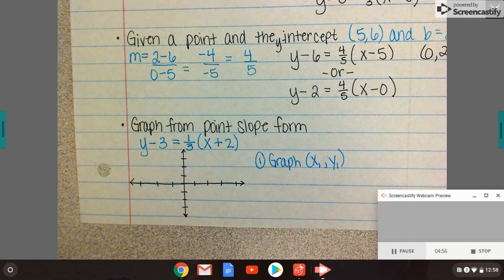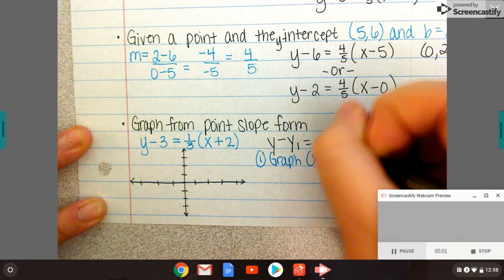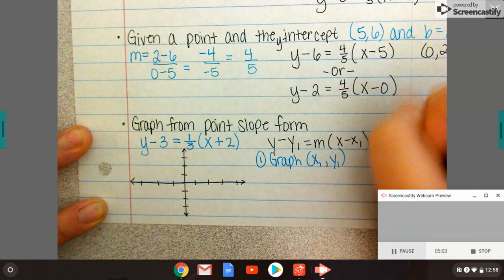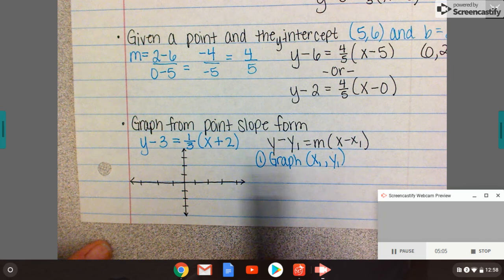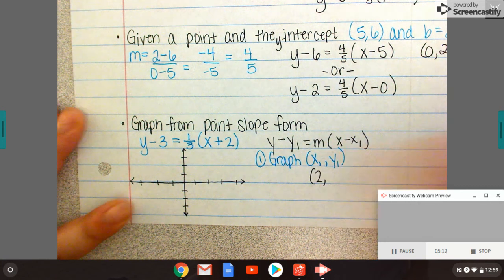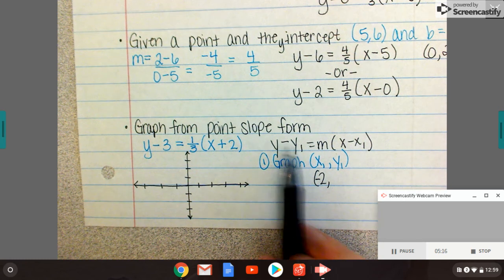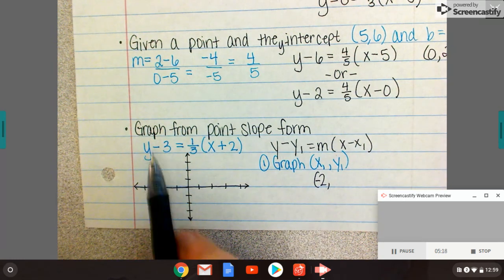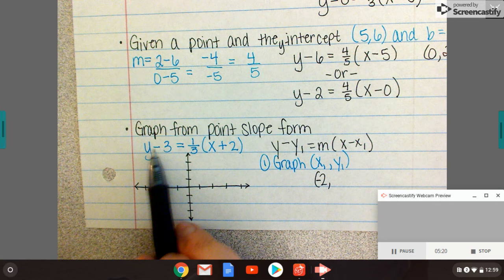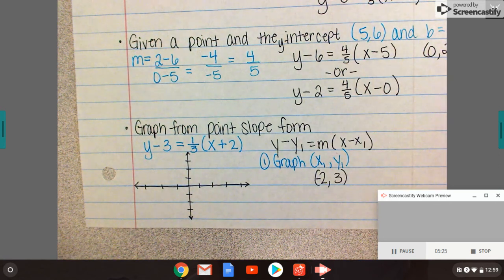That sounded weird. Let me rewrite the equation over here. So because negative x1 is positive 2, positive x is negative 2. So I've got the point 2, but it's negative. And then my y1 was right here, minus y1 is minus 3. So negative y1 is negative 3. So positive y is positive 3. So I need to plot the point negative 2, positive 3.